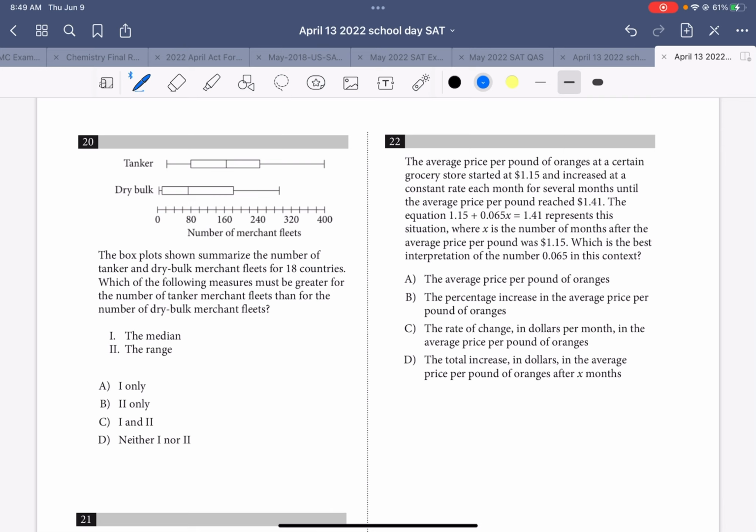Number 20. The box plot shown summarizes the number of tanker and dry bulk merchant fleets for 18 countries. Which of the following measures must be greater for the number of tanker merchant fleets than for the number of dry bulk merchant fleets? Okay. So the question is which one? Tanker is bigger, right? Which one has a greater number for tanker?